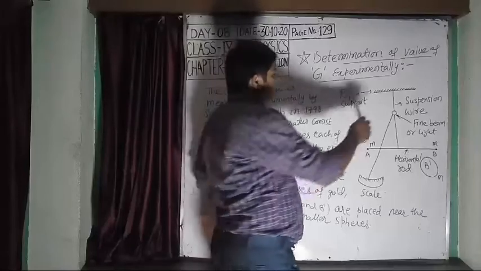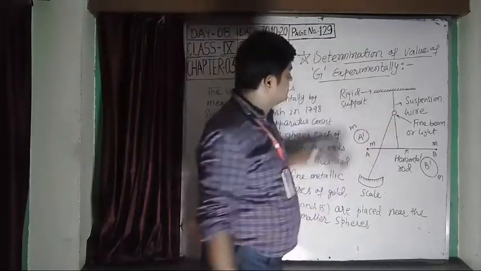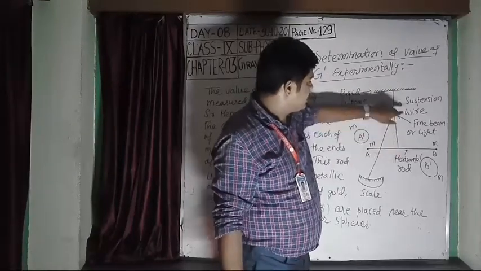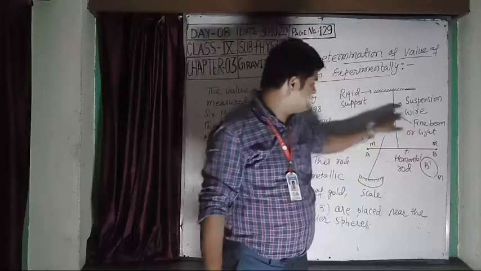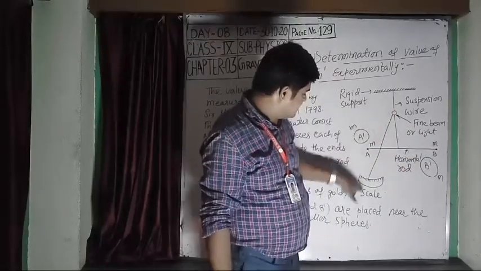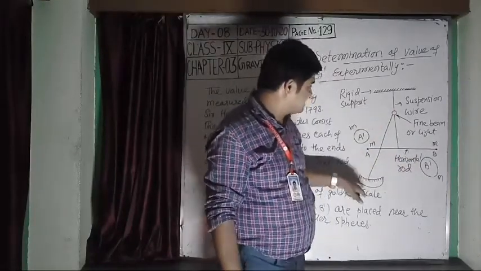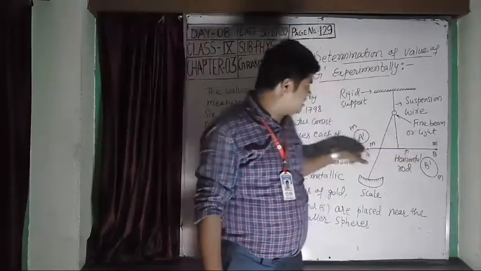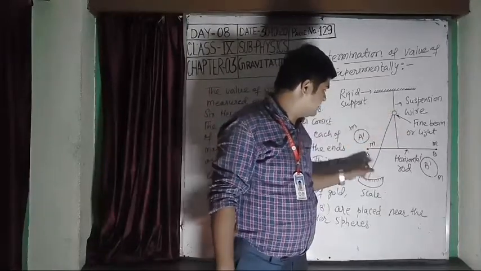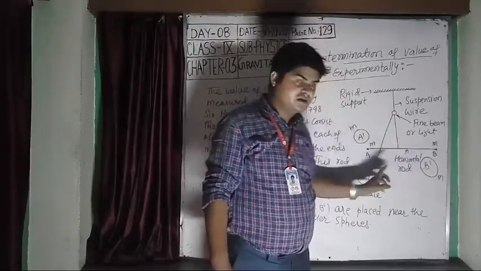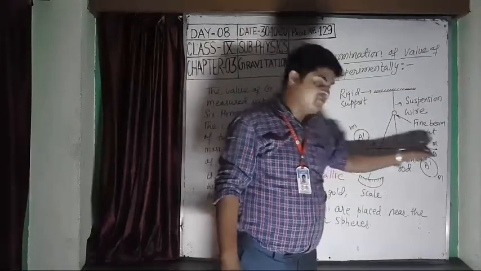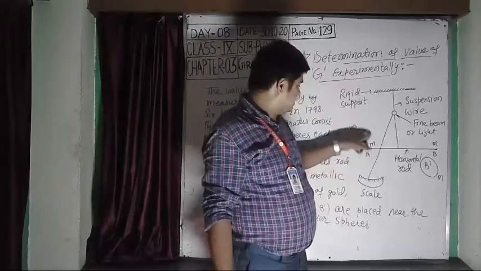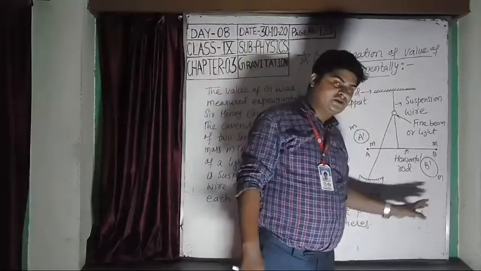So let us see here. This is a rigid support, and this is the suspension wire. Here is a fine beam of light, just like a mirror, and this is the scale, which is tied with a string. Now this is the horizontal rod, which is fixed with the suspension wire. Two objects, A and B, each of mass M, and another two objects, A dash and B dash, which also have mass M.